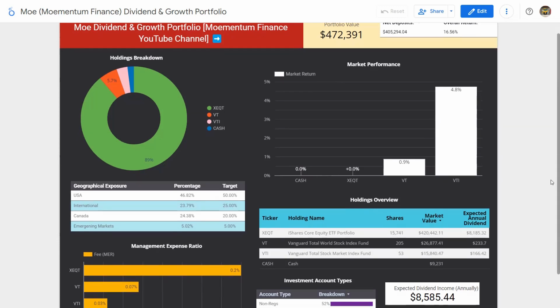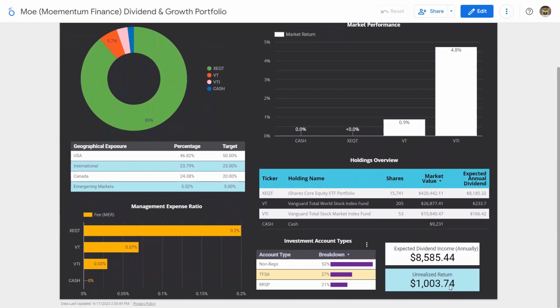The holdings for this portfolio are showcased here, but you do notice on this dashboard I've added a few new parts. At the bottom right, you can see I've added a widget that shows the investment account types. You'll notice that 52% of our entire investments are in our non-registered accounts, just about half, and the remainder belongs to TFSA and RRSP. Around 27% of our holdings between my wife and I are in our tax-free savings accounts, and the remaining 21% is in our registered retirement savings plans.